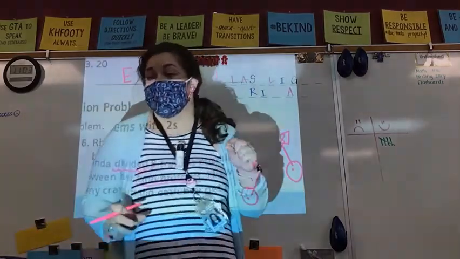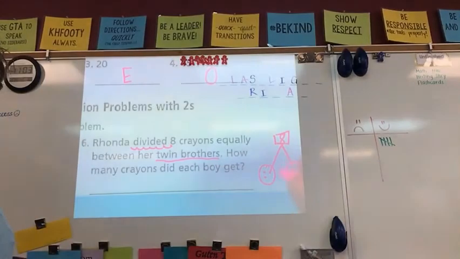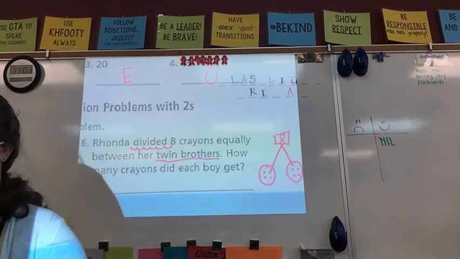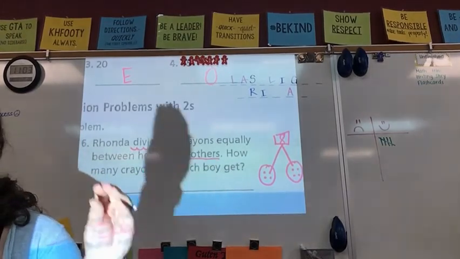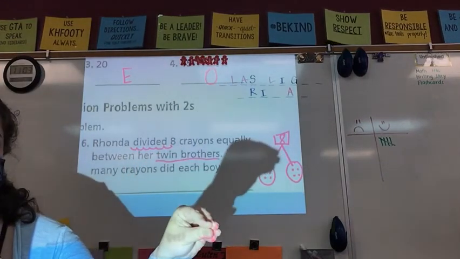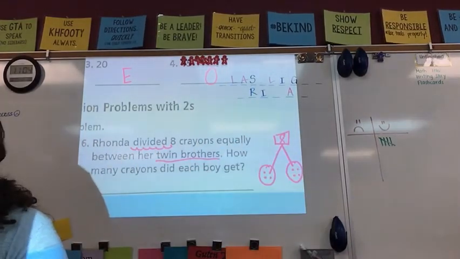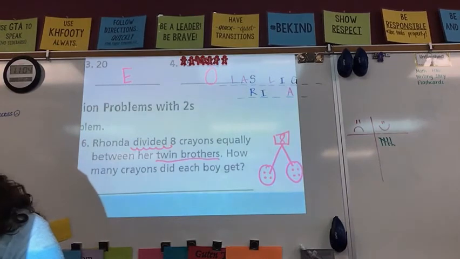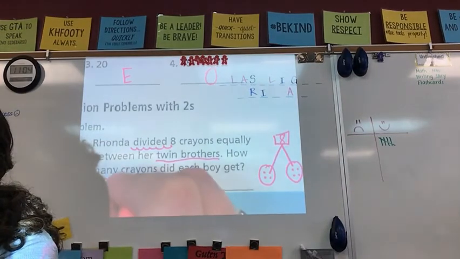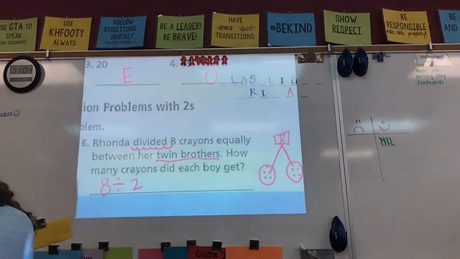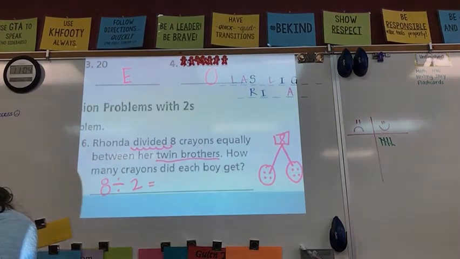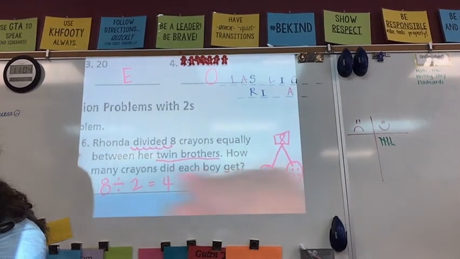4. So, I need a mathematician to show me, if this is my picture, how would I represent this as a division equation? Remember, division starts with my big numbers, and then I divide it into groups, or groups of something to find the other factor. Keegan, what would my equation be? 8 divided by 2 equals 4. 8 divided by 2, so I took 8 and I split it into 2 groups, equals 4 crayons.